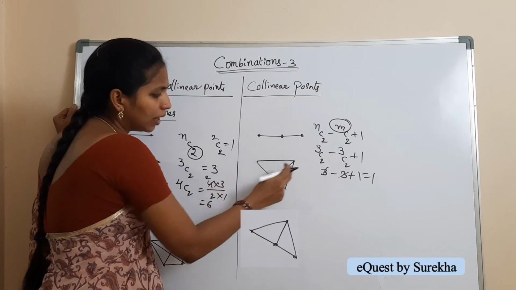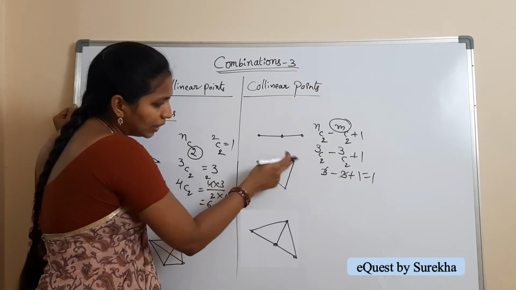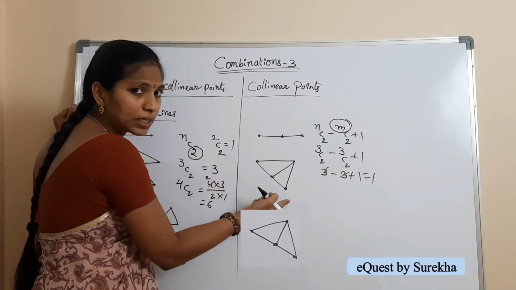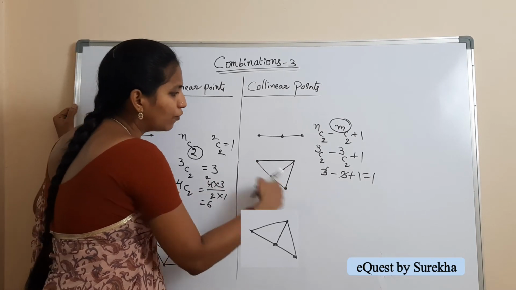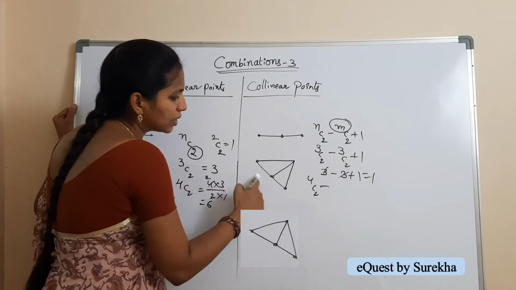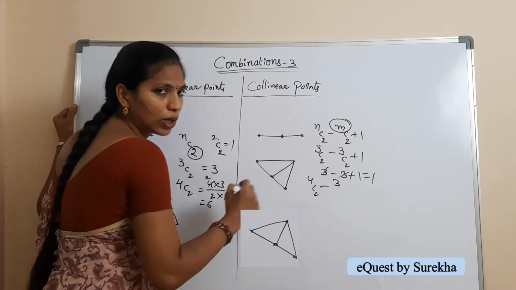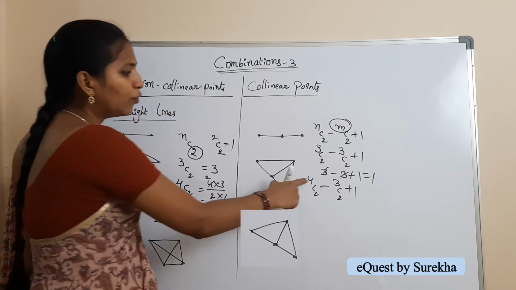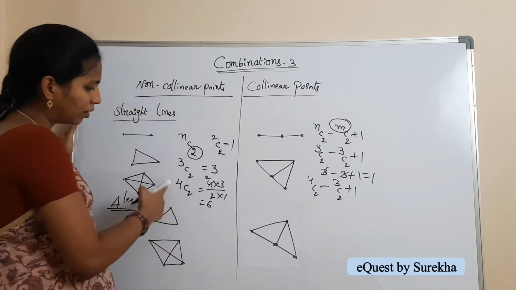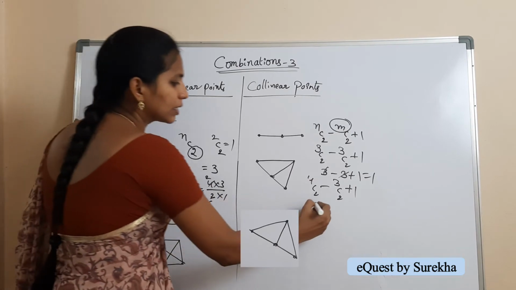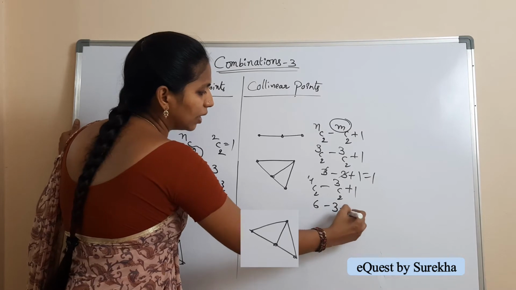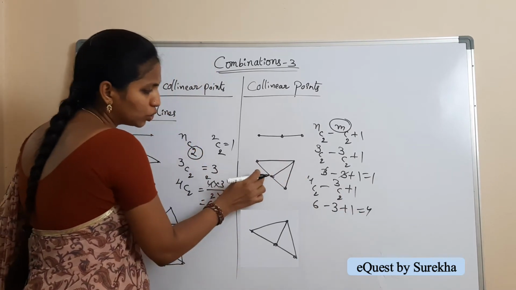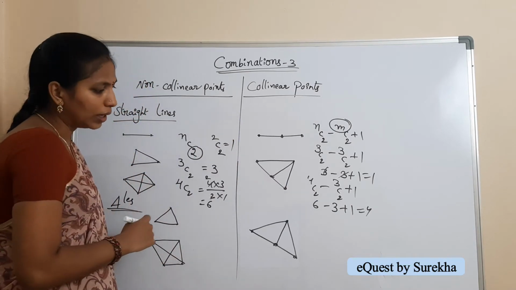See, in this case, there are 4 points, but among these 4 points, 3 points are collinear because these 3 points are present in a single straight line. So 4C2 minus 3C2 plus 1, where the collinear count M is 3. 4C2 value, already calculated, is 6. 6 minus 3C2, which is 3, plus 1. 6 minus 3 is 3, plus 1 is 4. 1, 2, 3, 4.